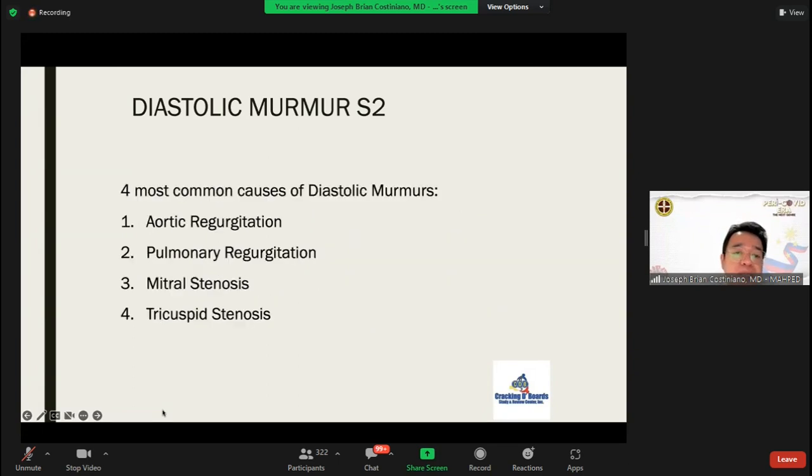Okay? Yung single S2. Now, there are four most common causes of your diastolic murmurs. Ano ba yung four most common? Arms parts. So, aortic regurgitation, AR. Then arms, so, mitral stenosis. And then parts, pulmonary regurgitation and tricuspid stenosis. Arms parts. Okay? Four most common causes.